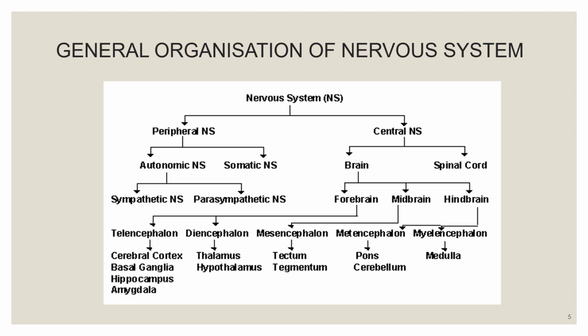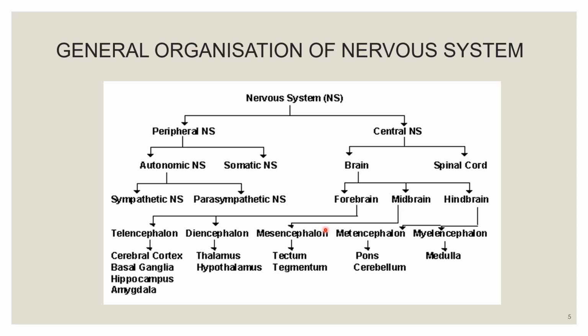See here the general organization of the nervous system. The nervous system is divided into central nervous system and peripheral nervous system. The central nervous system is composed of brain and spinal cord. And in the brain, you have forebrain, midbrain and hindbrain. The forebrain again has telencephalon and diencephalon. From the telencephalon we have cerebral cortex, basal ganglia, hippocampus and amygdala. From diencephalon we have thalamus and hypothalamus.